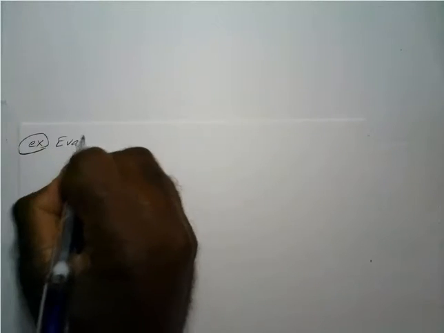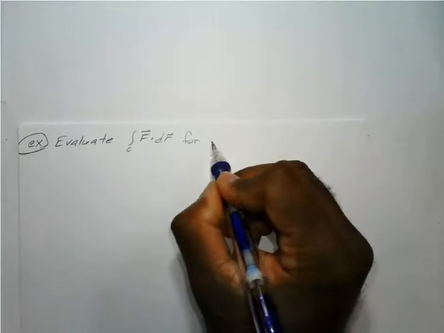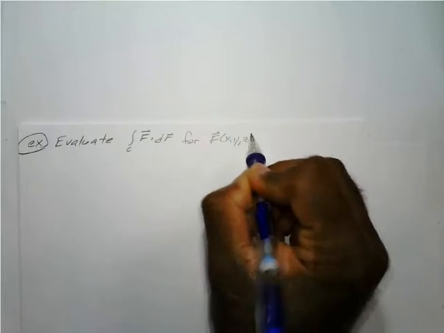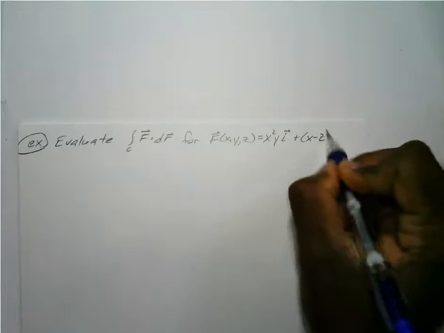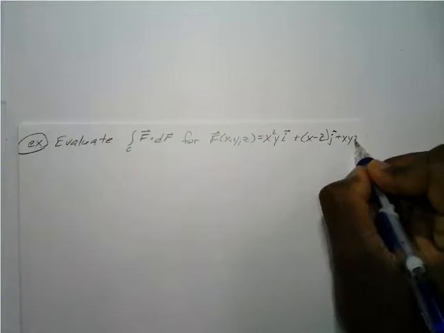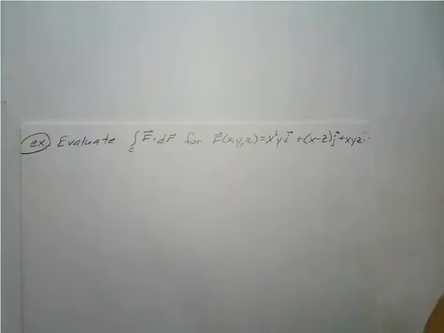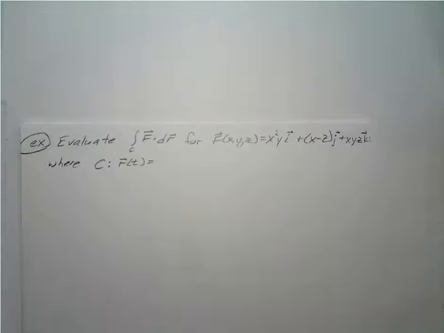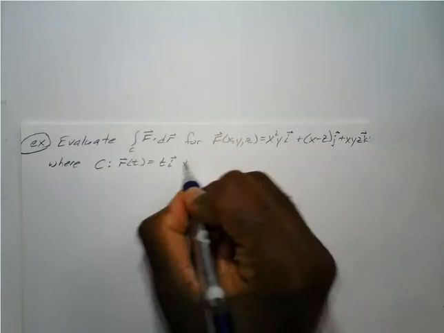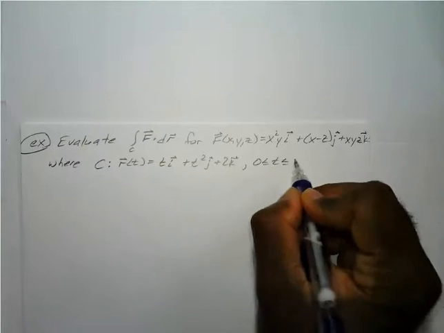All right, so what if we evaluate our integral for our vector valued function x squared y times your i unit vector plus x minus z times your j unit vector plus x, y, z times your k unit vector, where your curve is represented by the vector valued function t times your i unit vector plus t squared times your j unit vector plus 2 times your k unit vector on the interval from 0 to 1.